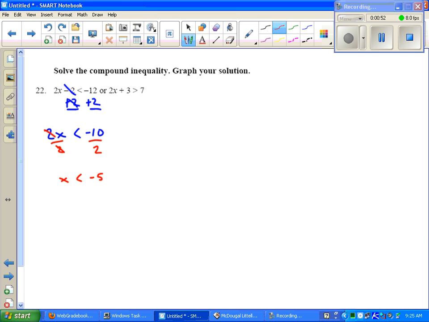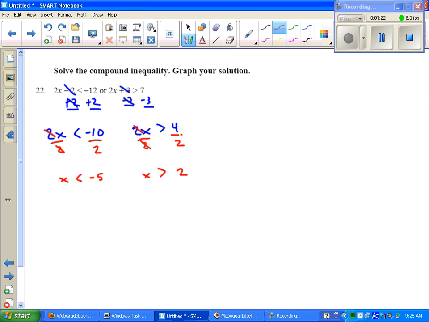Your other inequality, you're going to get rid of plus 3 by subtracting 3. If you subtract on the left, subtract 3 on the right. That leaves you with 2x. This will cancel out. 7 minus 3 is 4. And all you did was subtract, so greater than will stay the same. Get rid of 2 times something by dividing. If you do it to the left, do it to the right. This will cancel and leave you with just x. 4 divided by 2 is 2. And since we divided by a positive number, greater than is going to stay the same.